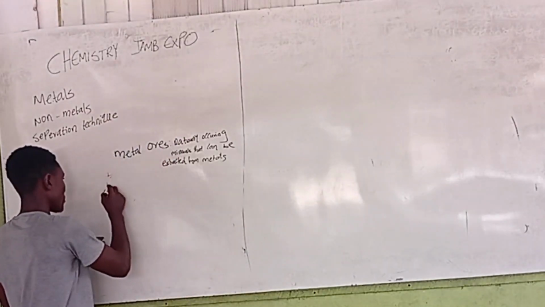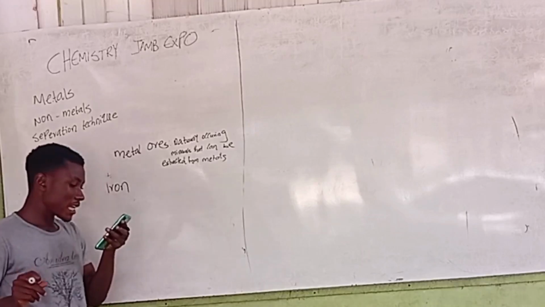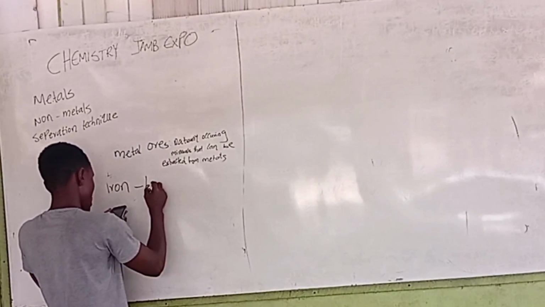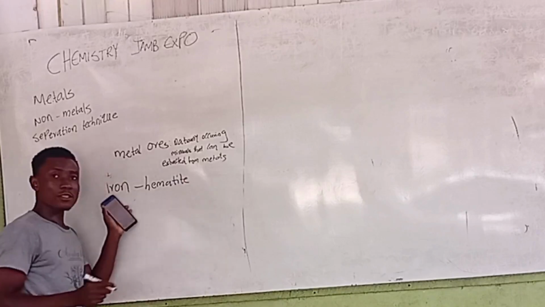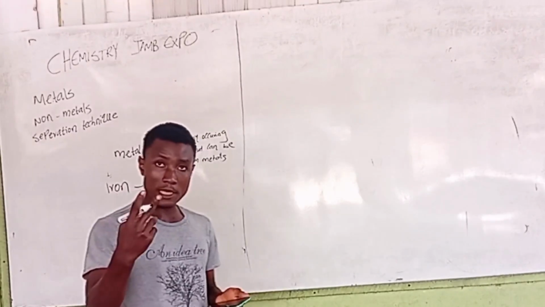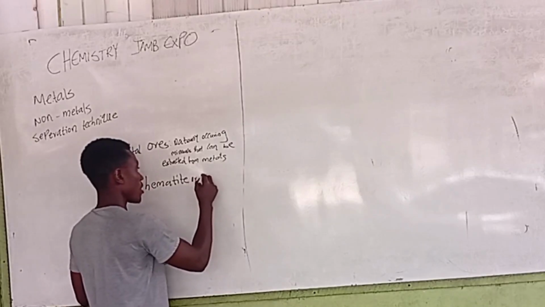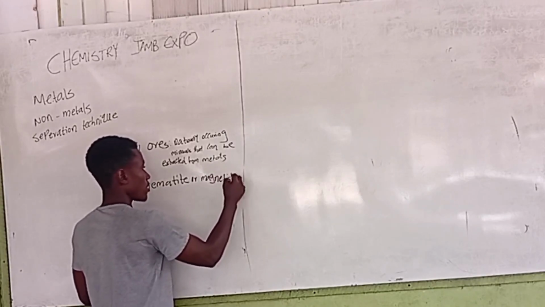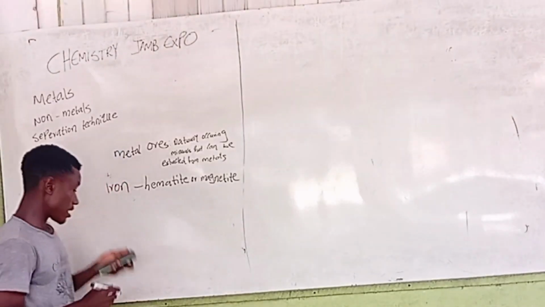The first one here is iron. Iron is derived from hematite, or it is also derived from magnetite. So iron is derived from hematite, or magnetite.